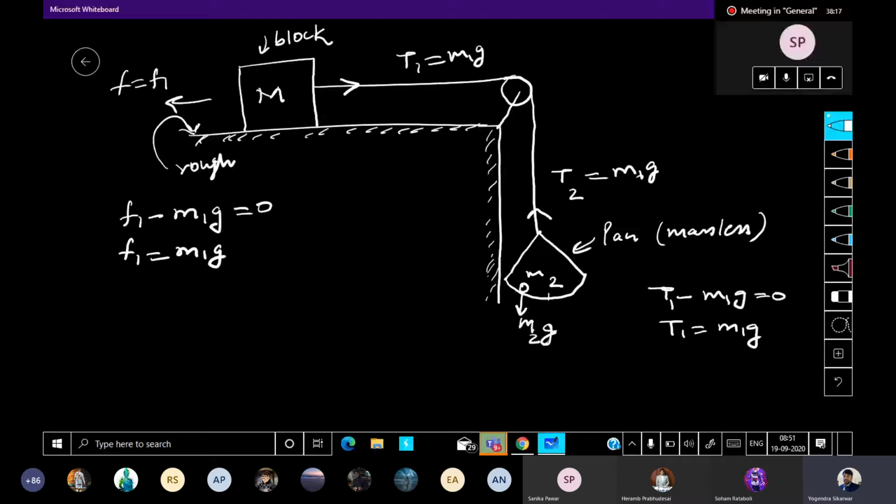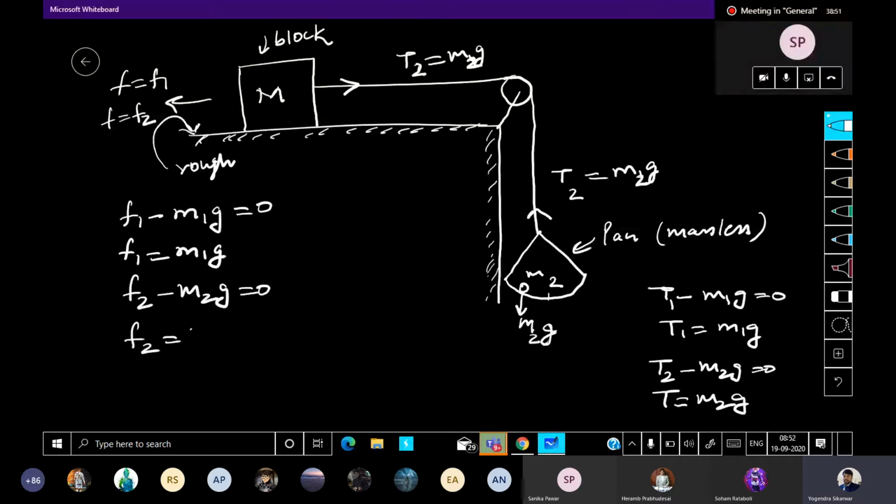And still, everyone please pay attention. Still the block is not moving. So what will happen? T2 minus M2G is equal to 0, and T2 will be M2G. So now when T2 is M2G, F will become F2. So what you can write is F2 minus M2G is equal to 0, and F2 will be M2G. Okay. So that will be the value of F2, and still the block is not moving.